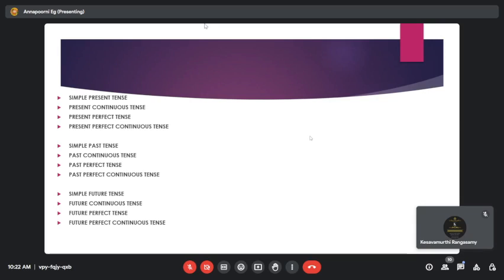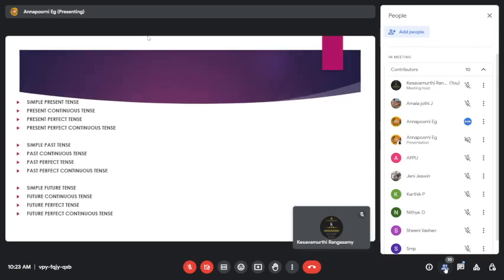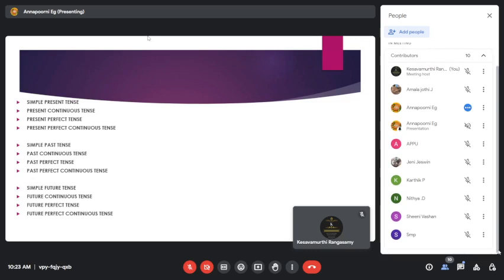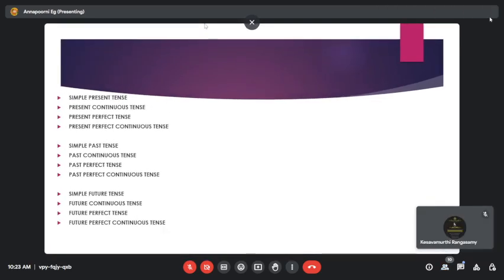So what happened? People started getting confused in that village. If someone calls simple, there are three simple. If someone calls continuous, three continuous. If someone calls the name perfect, again three children. Perfect continuous, even if they call like that, all three children come.